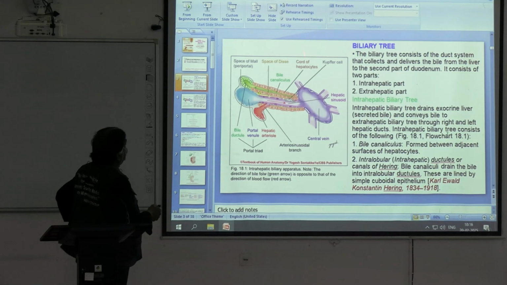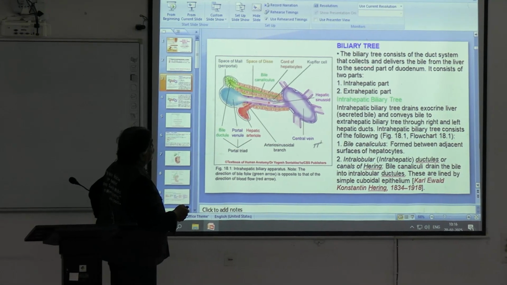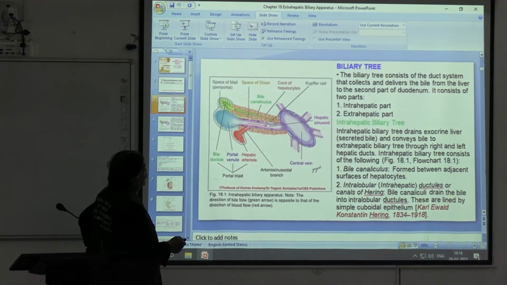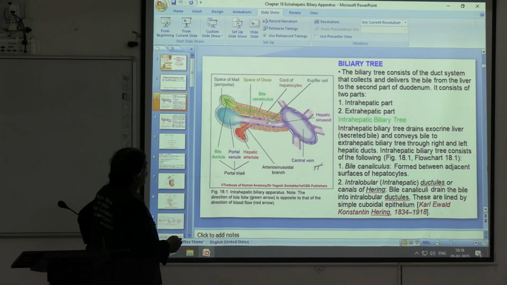Now, the biliary tree consists of a duct system that collects and delivers the bile from the liver to the second part of the duodenum. It consists of an intrahepatic part and an extrahepatic part. The intrahepatic biliary tree drains the exocrine liver and conveys bile to the extrahepatic biliary tree through the right and left hepatic ducts.